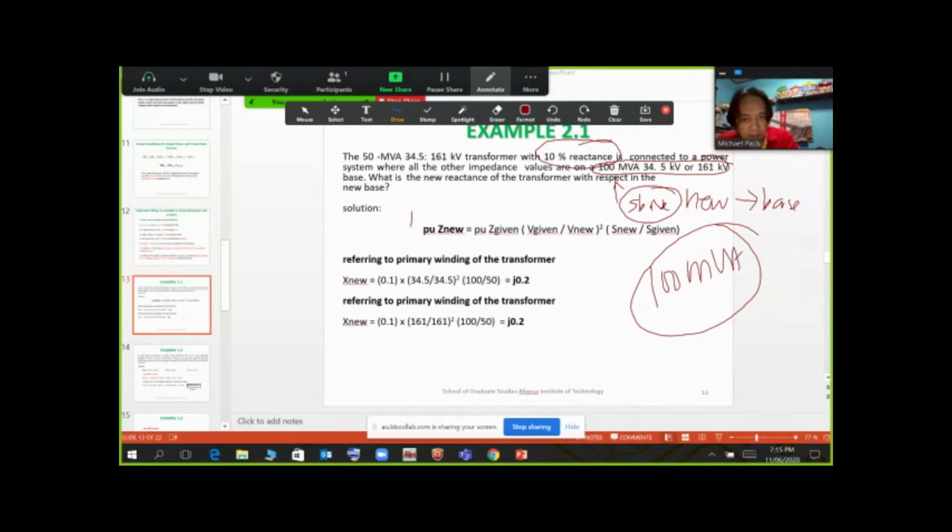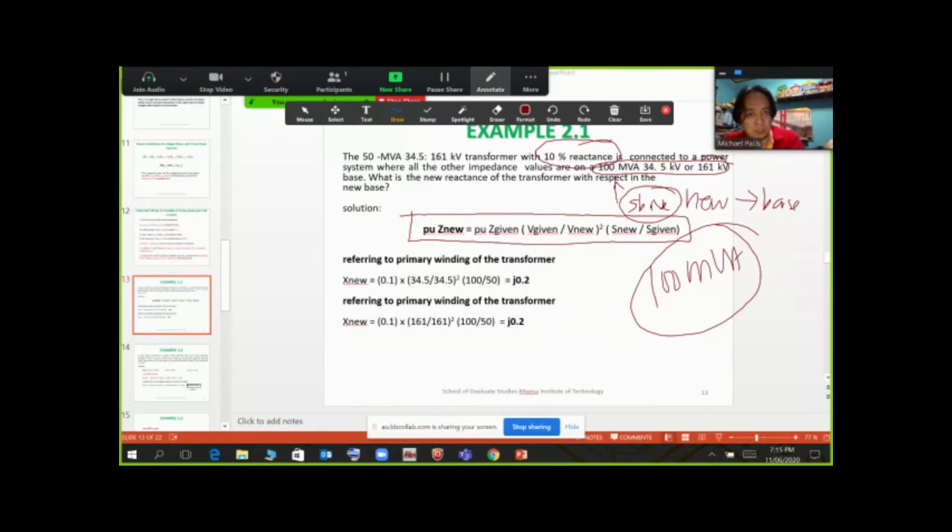Applying the change of base formula, you can already substitute the parameters in the system. Here in the solution we can refer to the primary and we can refer as well to the secondary. The answer is still the same.